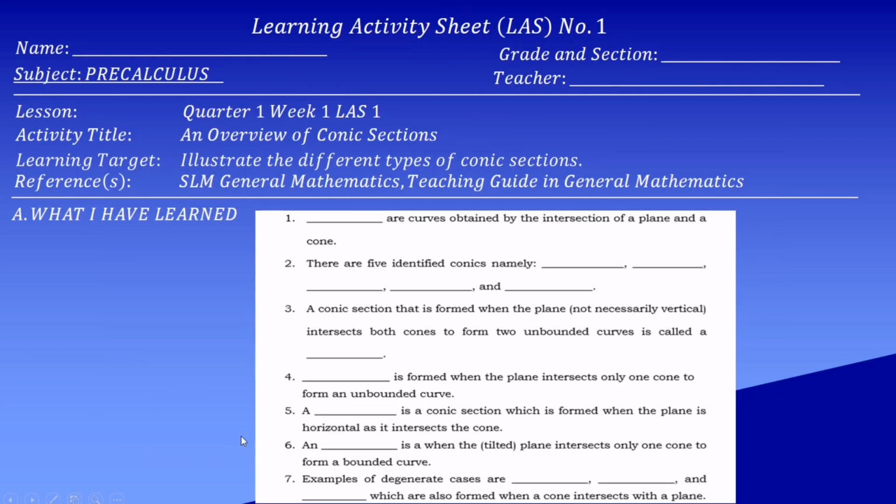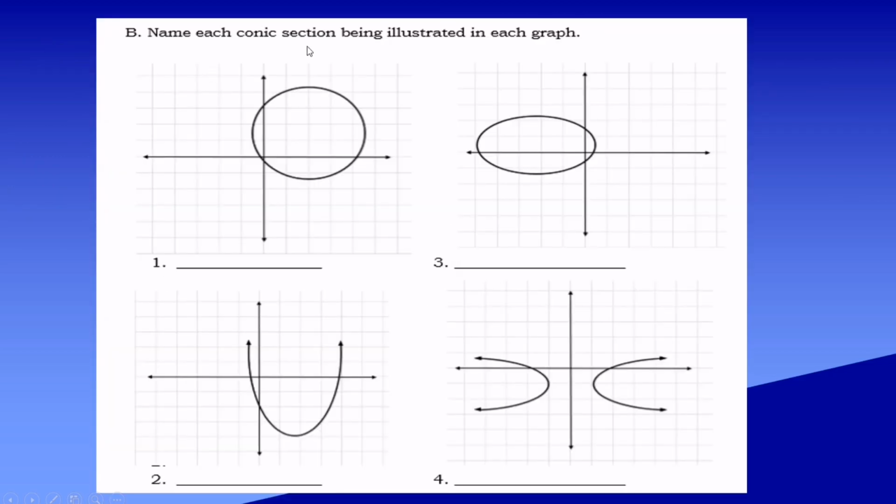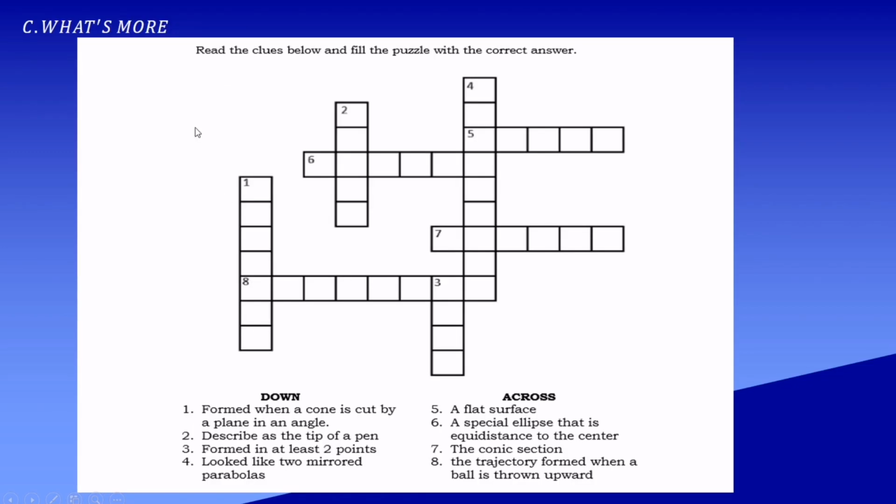For our learning activity sheets here, so we have the last number 1, an overview of conic sections. So we are going to illustrate the different types of conic sections. So for A, what I have learned. So sagutan natin yan hanggang 1 to 7. So for letter B, name its conic sections being illustrated in its graph. And for our letter C, what's more? So given the crossword puzzle.